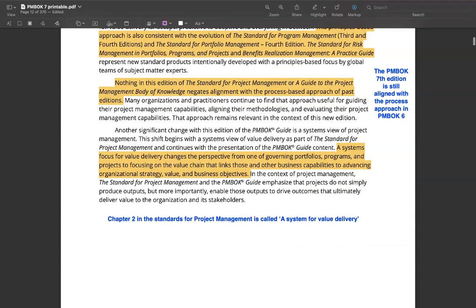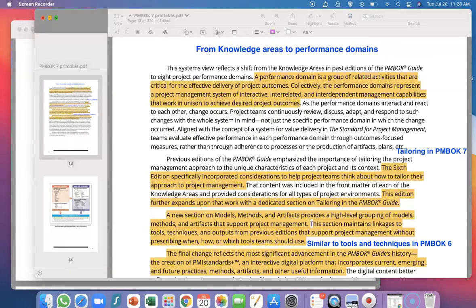If you look at the second chapter in the standards for project management, it is called a system for value delivery. Obviously, we are not going to talk about that chapter in depth, but just understand that PMI basically wants you to think about the entire system rather than just thinking about the project that you're doing. PMI wants you to think how you're contributing to the overall value stream or to the overall business value of the organization.